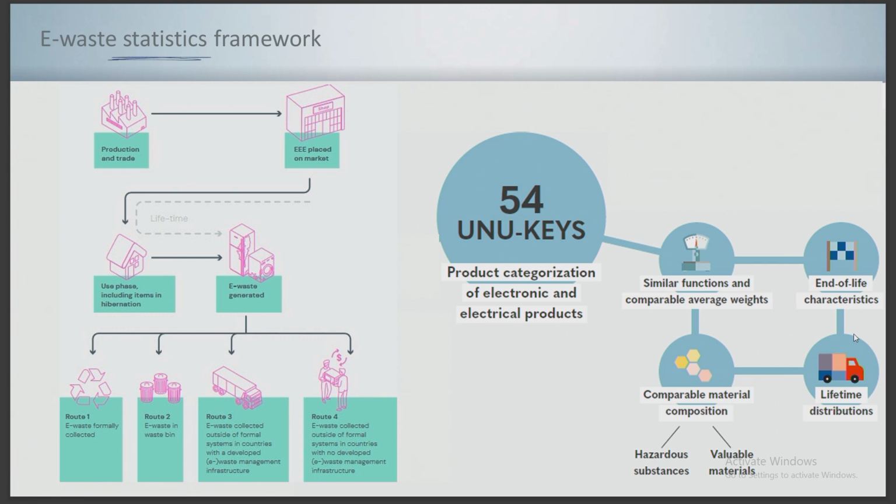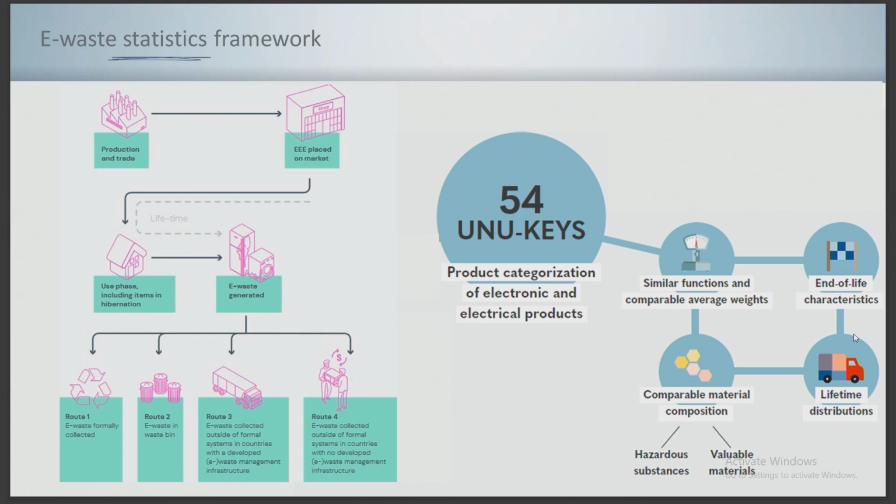One final word about which products we need to capture. We've designed a system based on 54 different products. So a laptop is one product, a washing machine is a product, an air conditioner is a product. They all have a similar function and comparable average weight per unit, which is really handy if you want to make numbers and statistics on this.